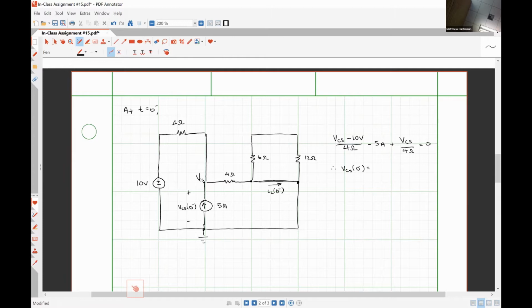All right, so let's see. I'm going to have minus 10 over 4 minus 5 plus x over 4 is equal to 0. I get 15 volts. Okay, I'm just waiting for my calculator, yep, there we go. 15 volts. All right, so that's what I got, that's what you guys got, so it seems to be a reasonable piece of information. So I'm just going to put a little box around it.